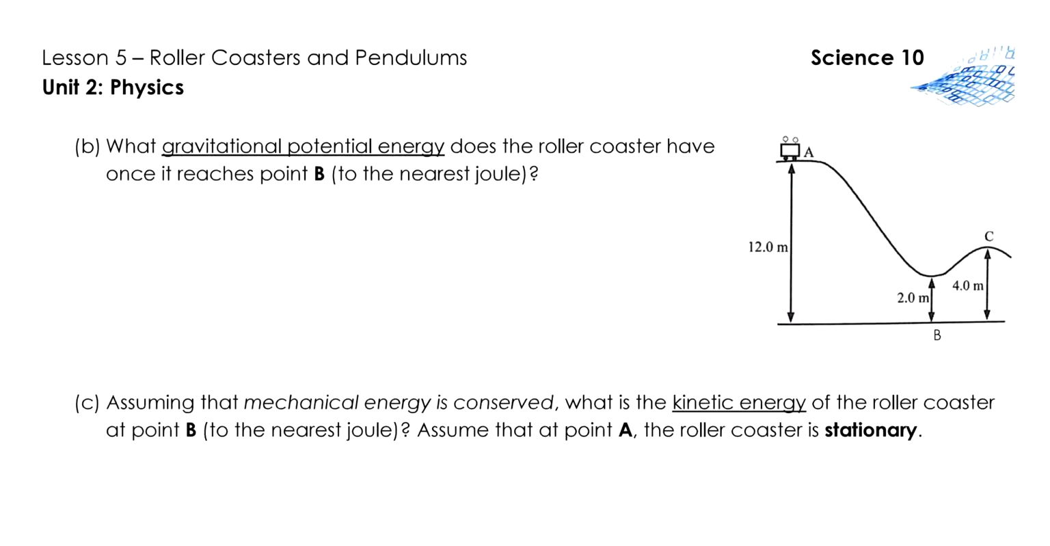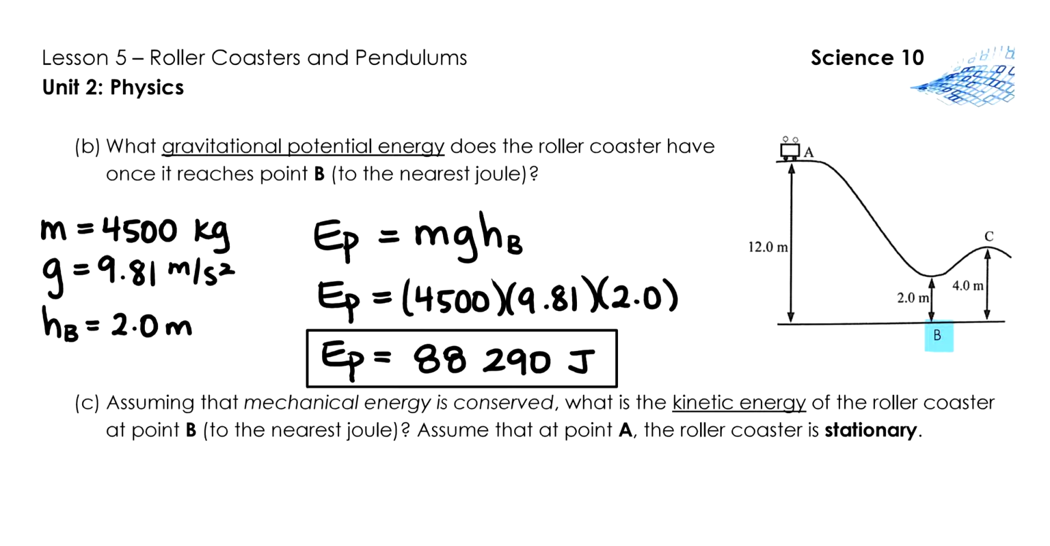Now it's your turn. Please try part B. What gravitational potential energy does the roller coaster have at point B? Please pause the video here while you try this question. At point B, the roller coaster has 88,290 joules.